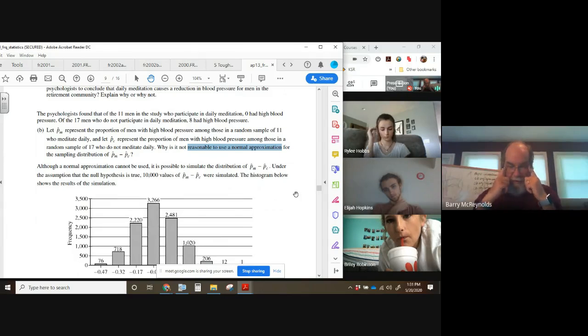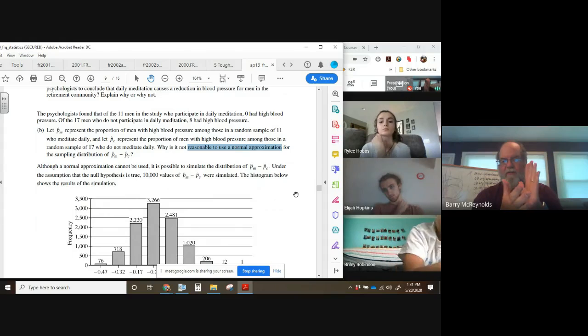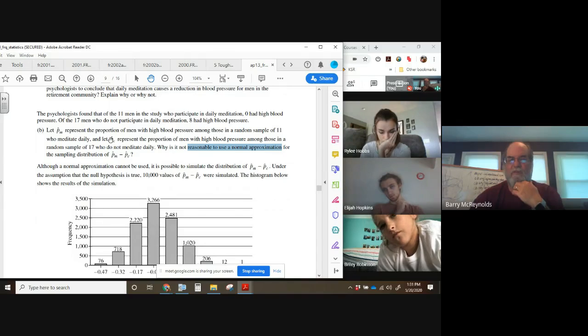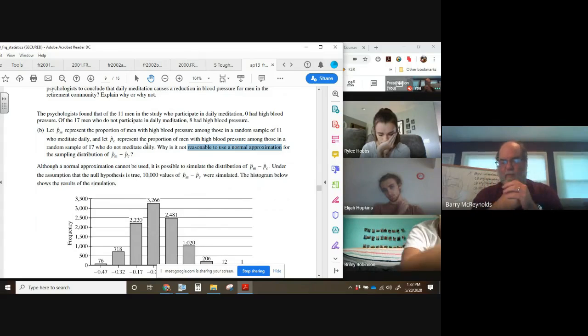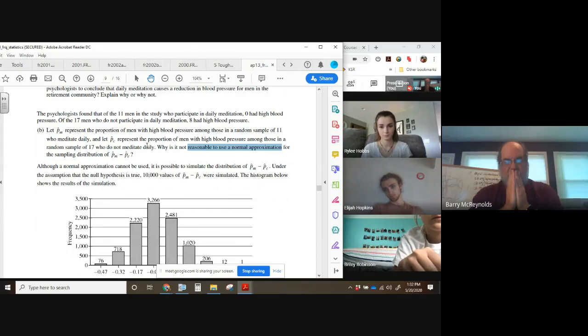Again, a lot of words here, but the key thing is why is it not reasonable to use a normal approximation? In your mind, what I want you to be thinking about is what are the criteria that we have to satisfy in order to use a normal approximation? What do we have to know about a population or about a sample before we can say the sampling distribution is normally shaped? Well, for a population proportion, there's one criterion that we have to meet for that shape to be normal. Anybody remember what it is?